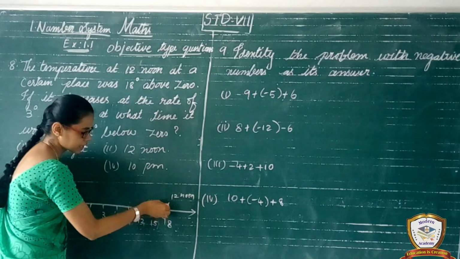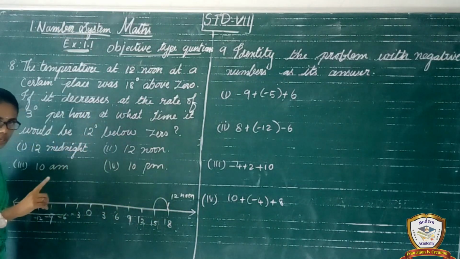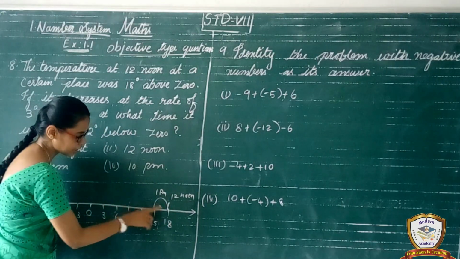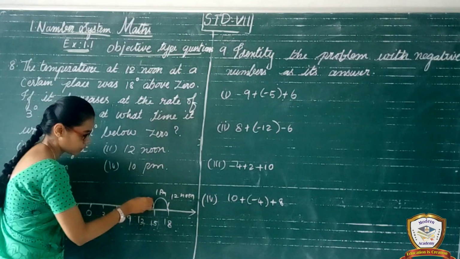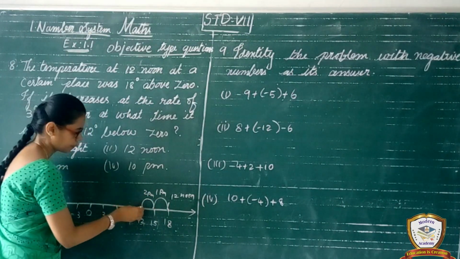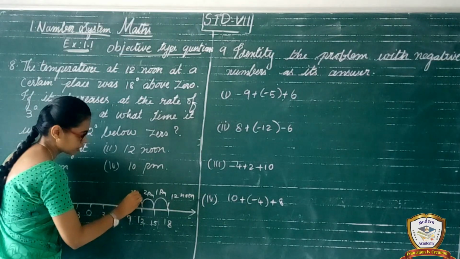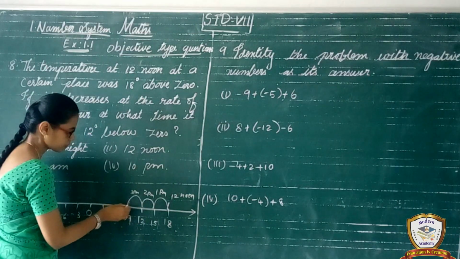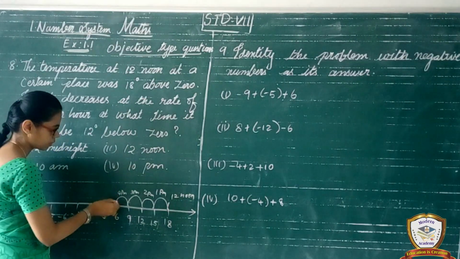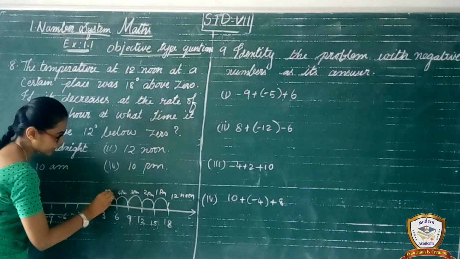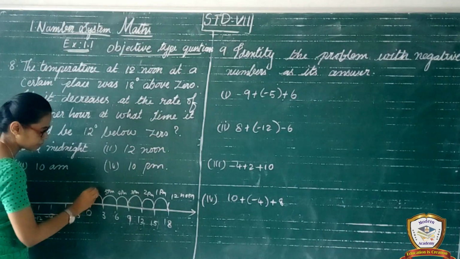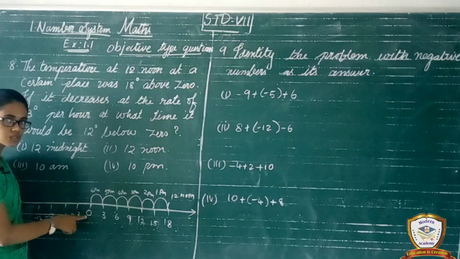Okay, listen. After 12 noon, it will come 1 p.m. So at 1 p.m. the temperature is 15 degree. And next, at 2 p.m. the temperature is 12 degree. At 3 p.m. the temperature is 9 degree. At 4 p.m. the temperature is 6 degree. At 5 p.m. the temperature is 3 degree. And at 6 p.m. the temperature is 0 degree.